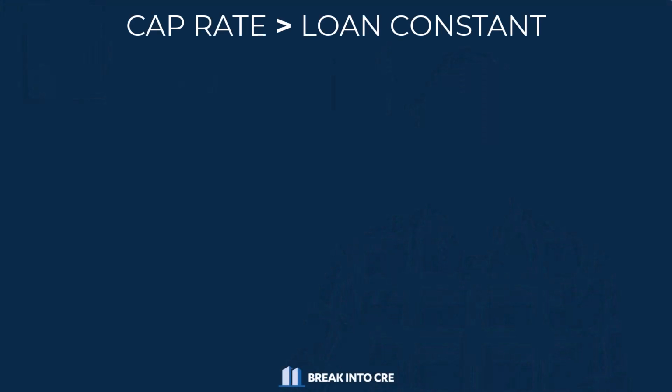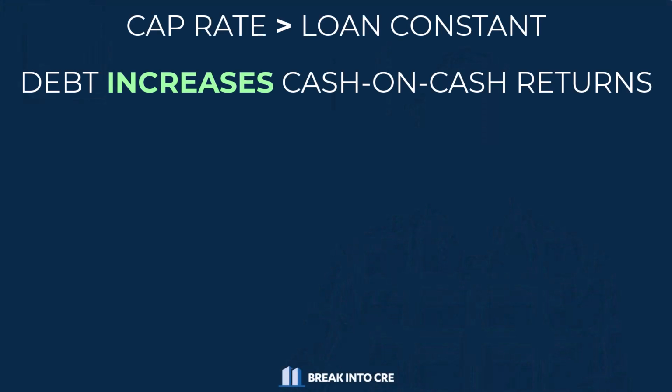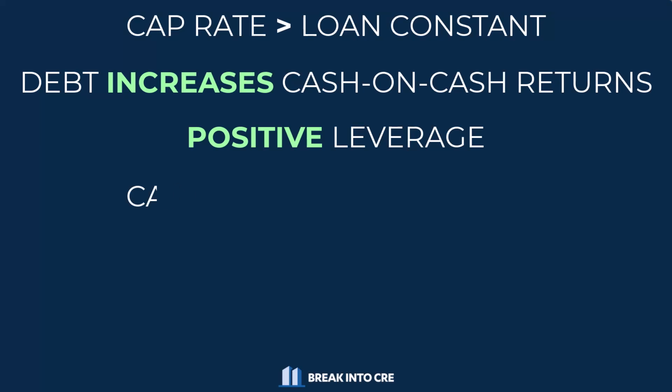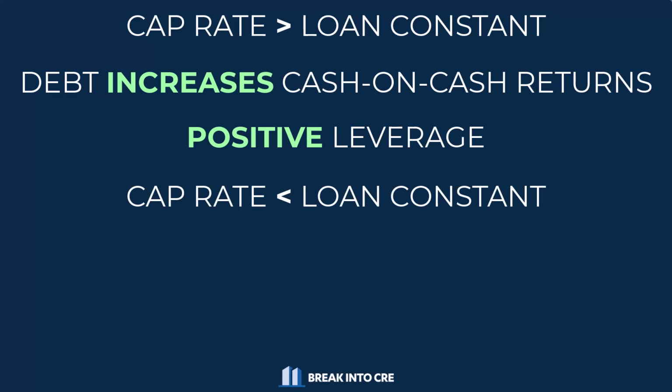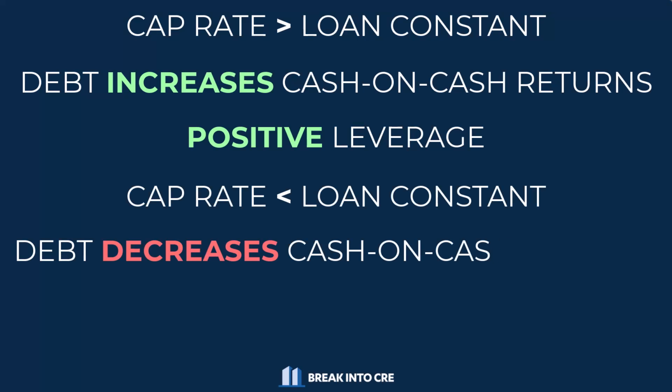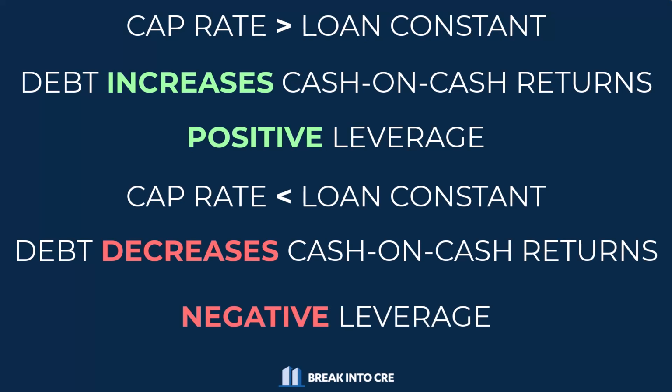And how this comes into play for the cash on cash return is that when the cap rate is higher than the loan constant, debt will increase cash on cash returns, a scenario which is commonly referred to as having positive leverage. And when the cap rate is lower than the loan constant on the deal, debt will decrease the cash on cash return, resulting in negative leverage on the property.